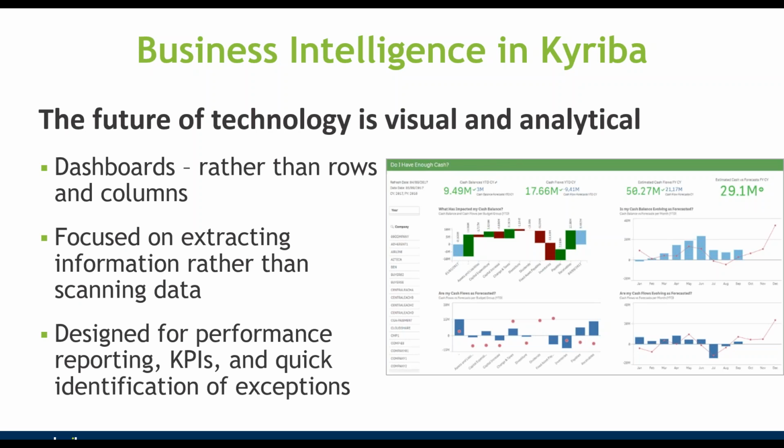And as a result, this is the kind of tool that the system needed. So it's very dashboard oriented instead of rows and columns. It really is focused on extracting rather than just having to scan information, scan rows and columns. And it does suit itself well for things like KPIs and performance, not just how many bank accounts do I have, but what is my cash exposed to would be more of a performance metric. That's the kind of things that we do in a system like this.